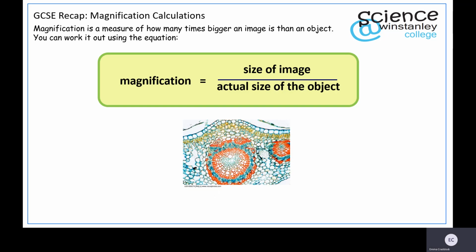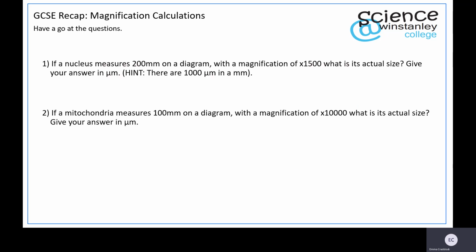Here is the equation that you should have learned at GCSE, for magnification. Magnification is a measure of how many times bigger an image is than the object. To work out magnification, you would divide the size of the image by the actual size of the object. At GCSE, you will have been expected to rearrange that equation to find out what the image size, the actual size, and the magnification are for different calculations.